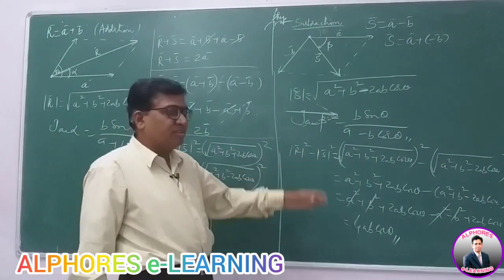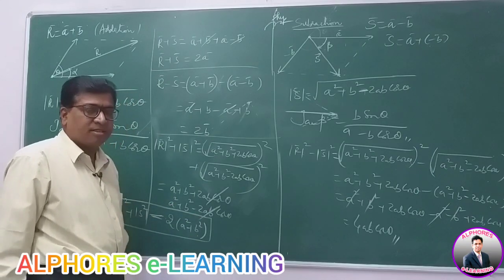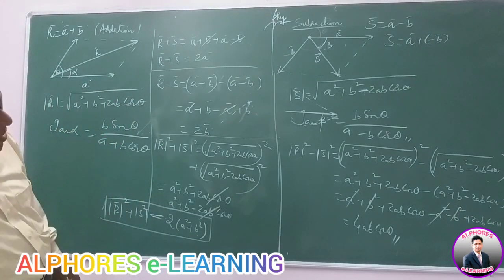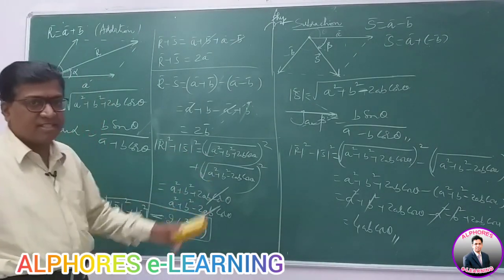This is the subtraction of the squares of the magnitudes of the addition and subtraction resultants. So this way you can combine r bar and s bar, right? So these are the examples.